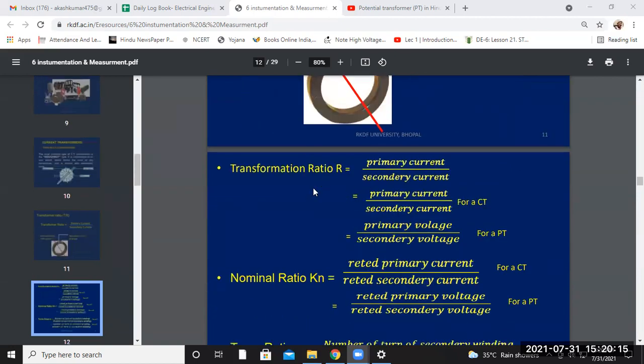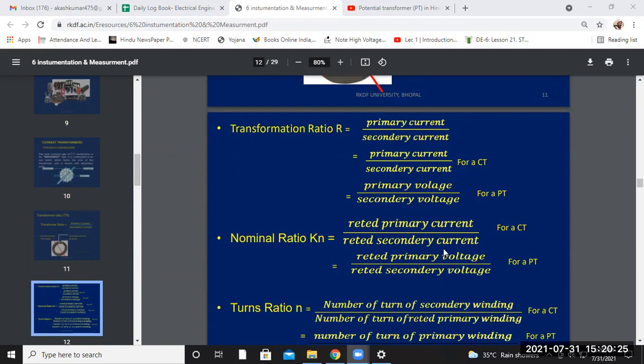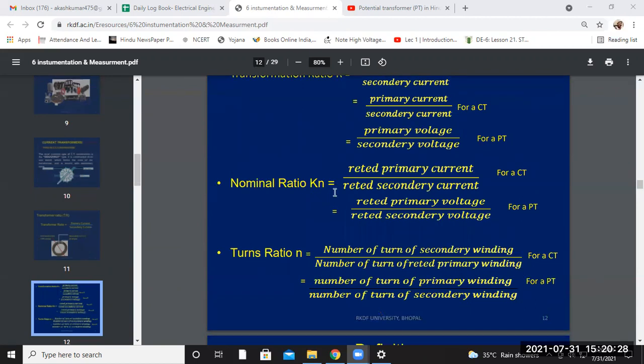Okay. Now the transformation ratio is given as primary current upon secondary current for your current transformer, and for the potential transformer, it is the primary voltage upon secondary voltage. Now what is the nominal ratio? The nominal ratio is given by this. For the CT or current transformer, it is the rated primary current. That is the nameplate value given on the CT and PT. That value comes from the nameplate. That is the rated primary current divided by the rated secondary current. The ratio for the PT is rated primary voltage upon rated secondary voltage. That will give the nominal ratio.